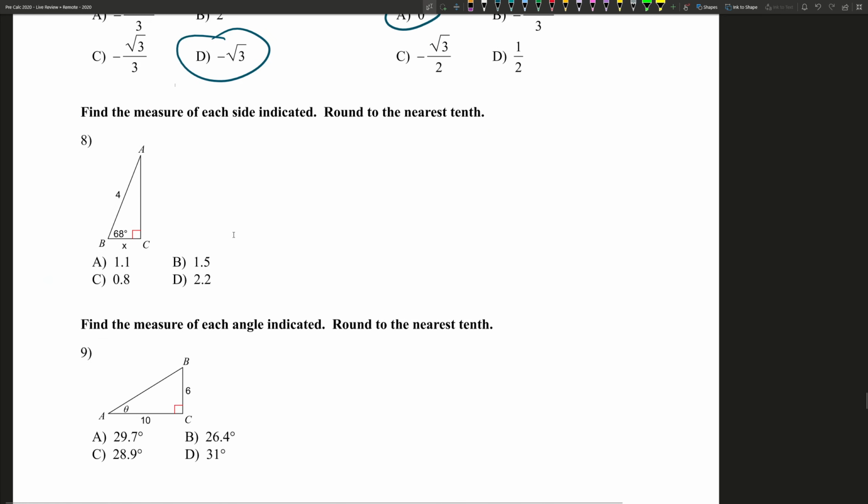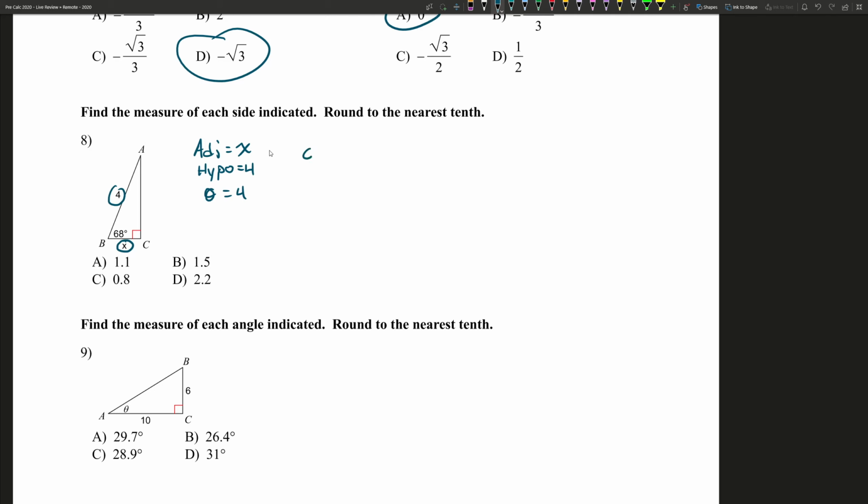Number 8, find the measure of each side indicated, round to the nearest tenth. We are given an angle. X is our adjacent side to that angle, and 4 is our hypotenuse. So we have an adjacent side, a hypotenuse, and an angle. One of our trig functions has all of those things.